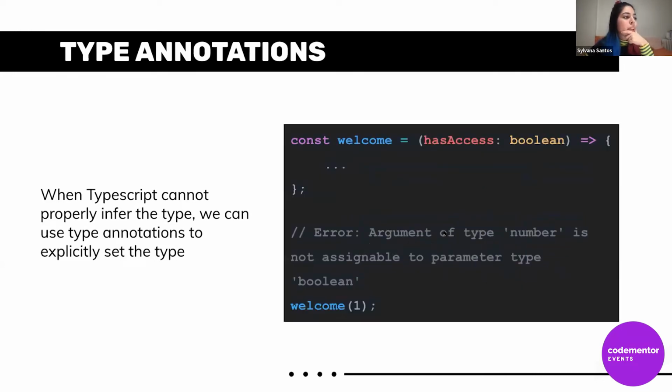Cool. Another case where you might have to use a type annotation is for function parameters. So sometimes TypeScript can't infer that has access is a Boolean. So again, we can use that same syntax to tell TypeScript that the has access parameter has a type Boolean. And so then if we were to call this function and try to give it something like a number, TypeScript again would yell at us and tell us, hey, has access is supposed to be a Boolean, you're giving me a number here. Awesome.